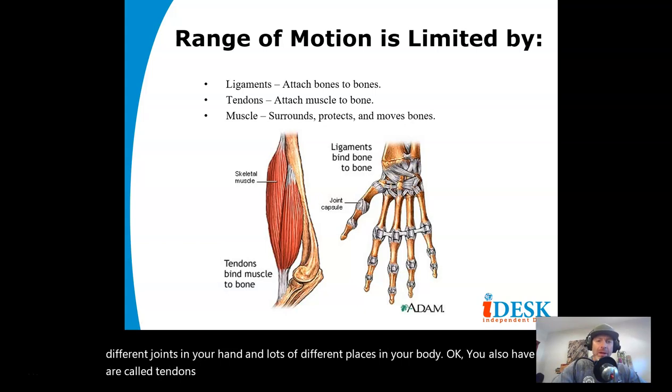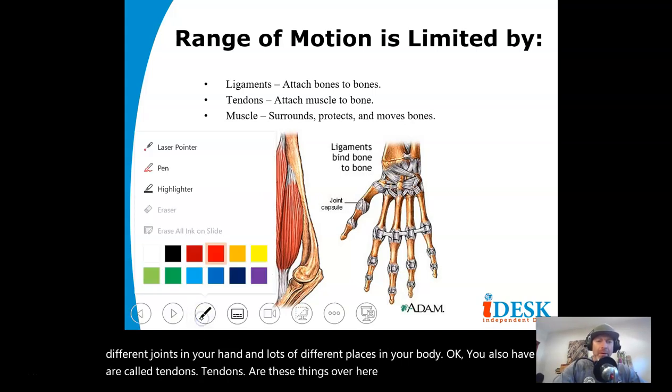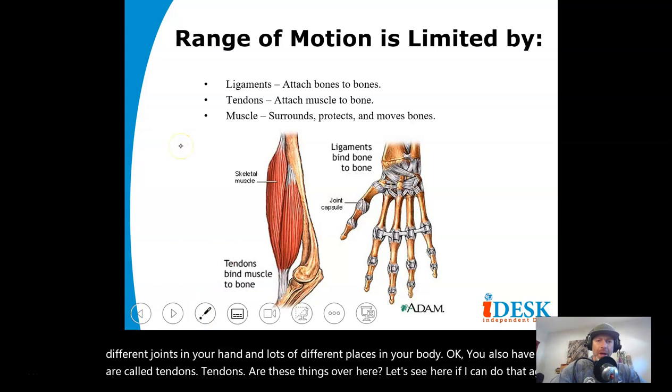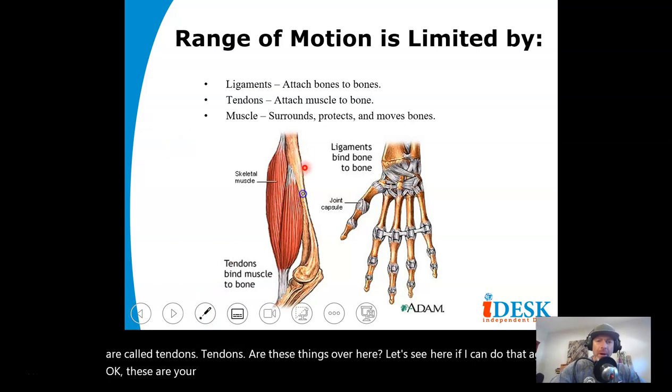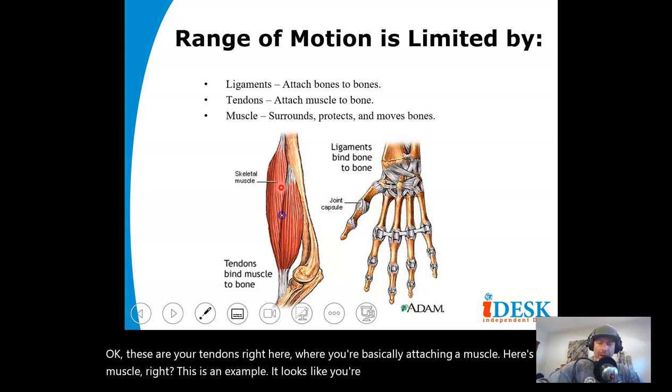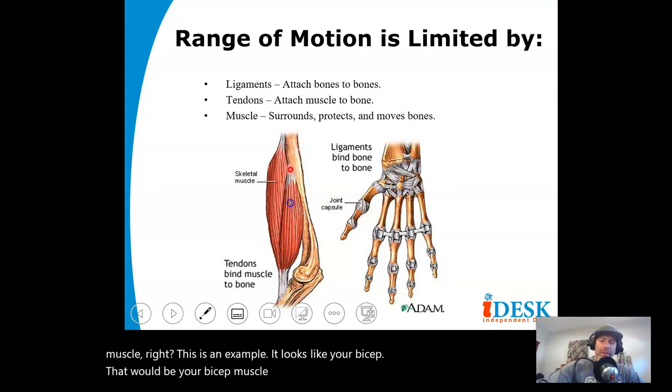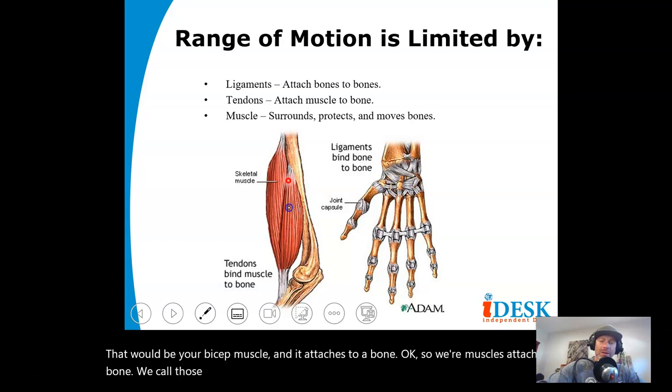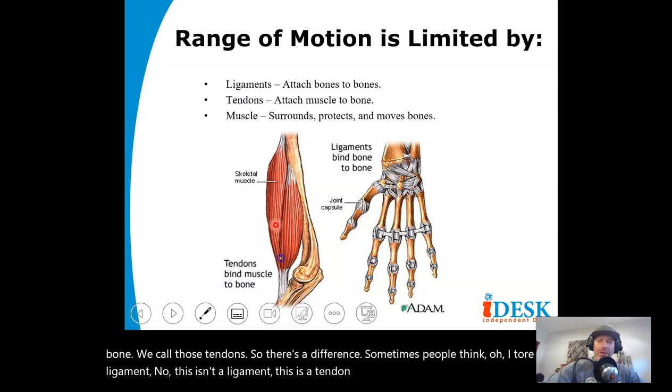Tendons are these things over here. These are your tendons right here, where you're basically attaching a muscle. Here's your muscle. This is an example of, looks like, your bicep muscle, and it attaches to a bone. Where muscles attach to bone, we call those tendons. So there's a difference. Sometimes people think, oh, I tore a ligament. No, this isn't a ligament. This is a tendon. And then this, of course, is your muscle.